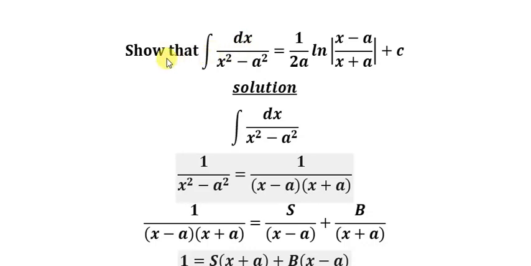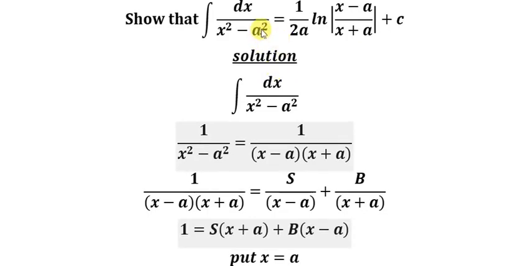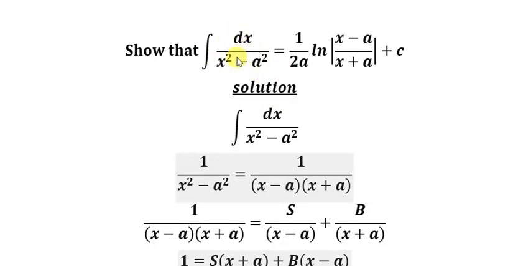This time around, we want to show that the integral of 1 over x squared minus a squared is equal to 1 over 2a ln |x minus a over x plus a| plus c. Now, to resolve this question, the first thing we do is to resolve what we have here into a form that we can understand.